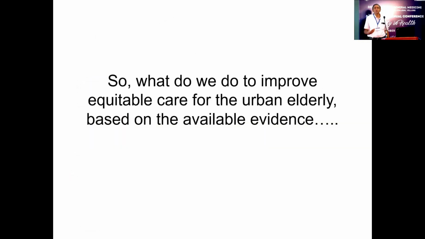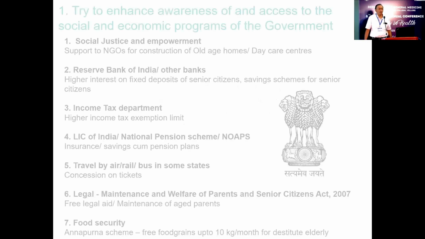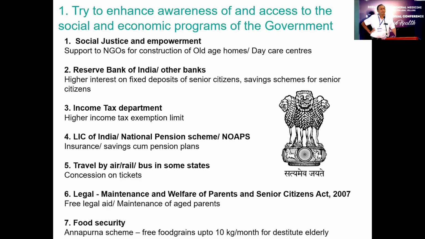So what do we do, therefore? I mean, what is the way forward? Now, our government has got a whole lot of schemes and programs for older people. These are the different schemes and different ministries and agencies. The Social Justice and Empowerment Ministry actually supports NGOs to construct old age homes and institutions for elderly people. And just like that, all these agencies actually have something in their kitty for older people.